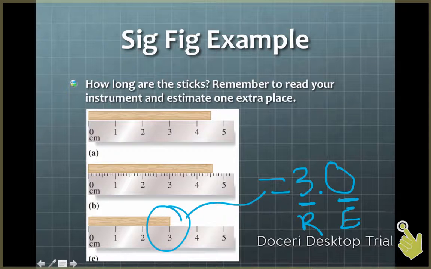And that 0 tells the person that that is exactly on the 3 as you were reading it. So if you just write a 3, is it a little over 3? Is it a little under 3? Is it exactly 3? Who knows? But when you write 3.0, it tells the person that your measurement is exactly 3.